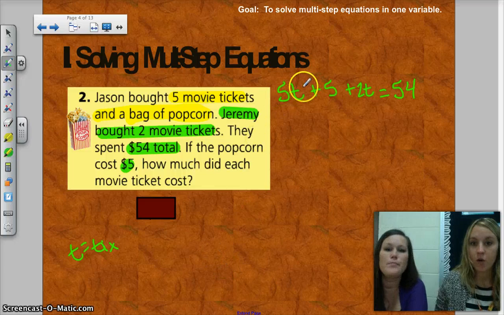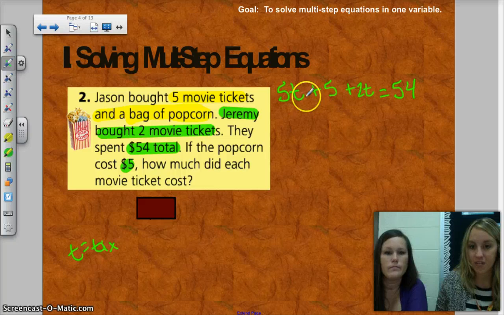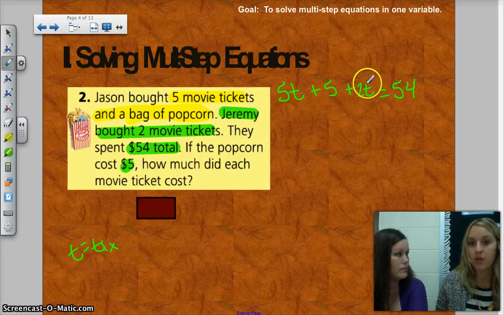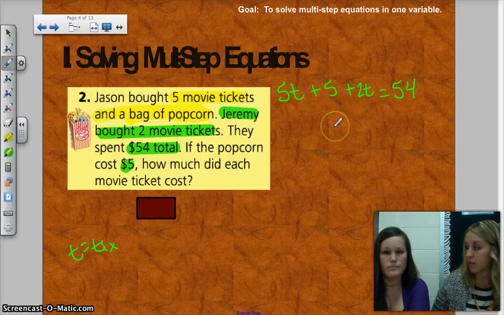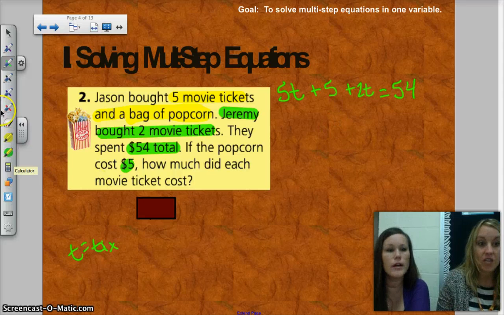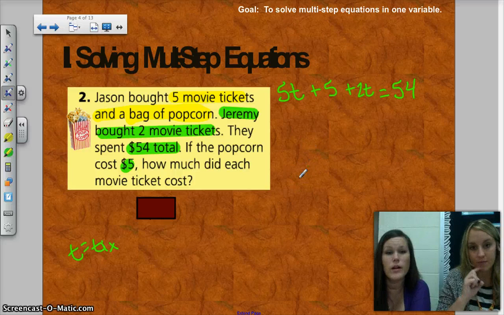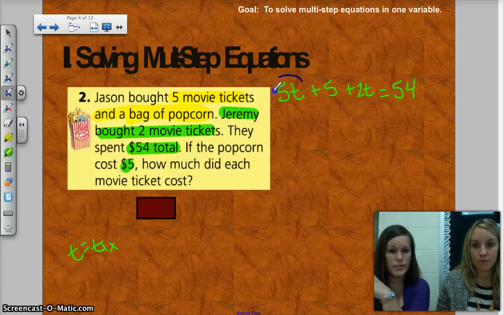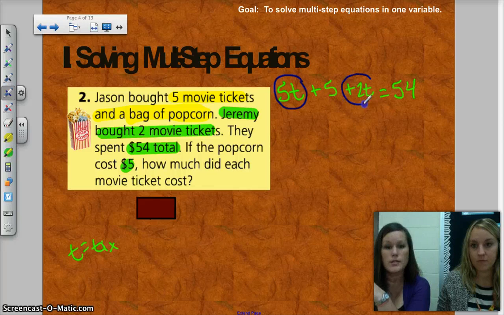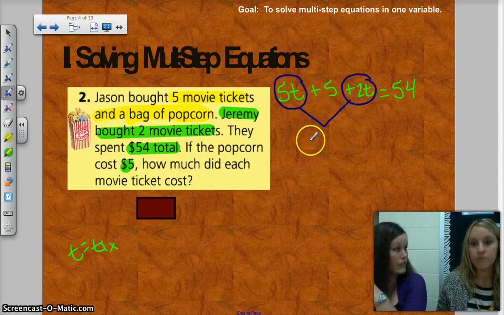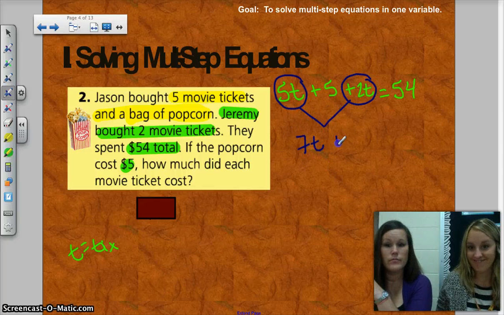There you go. Okay. So again, guys, we isolated this. We worked out Jason first. So he had 5 tickets plus the $5 for popcorn. And then we went to Jeremy, and he just had 2 tickets. That's what we came up with. Equals 54 total. Yep, $54. That's an expensive night at the movies. It really is. All right, so we're going to add the two like terms together, 5T plus 2T, for a total of 7 tickets.